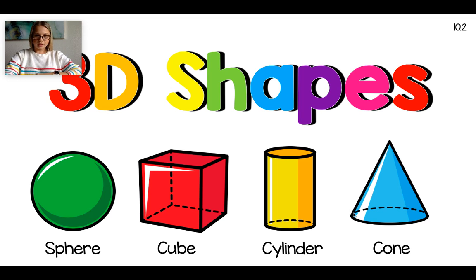And the last shape we learned that's a 3D shape is a cone. We know a cone is three-dimensional because it's solid. It has 1 flat surface, it's curved and round, and it also has 1 point or 1 vertex.